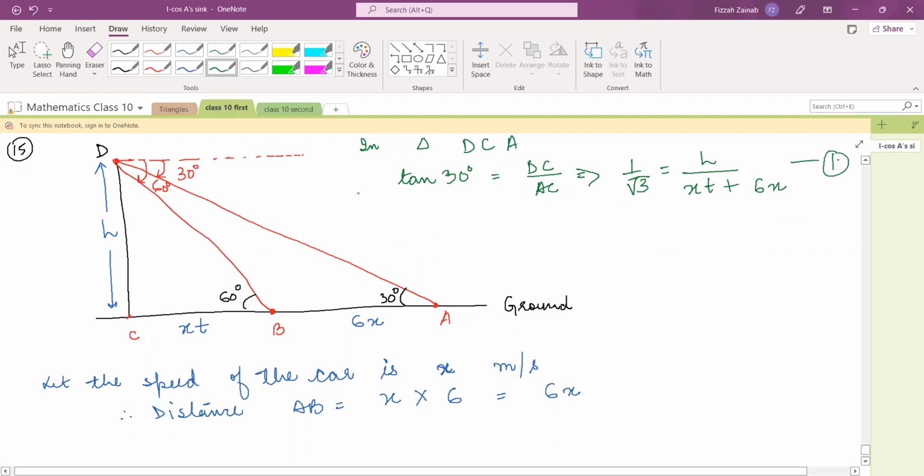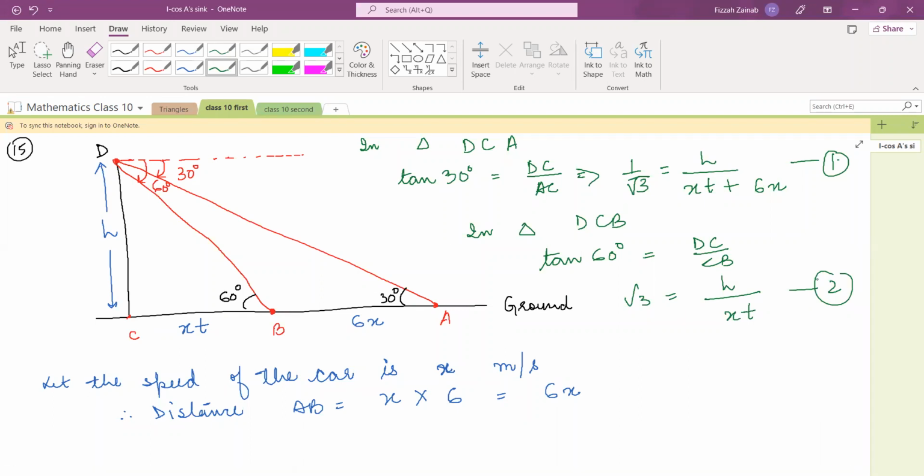Okay, now come to another triangle. In triangle, the short one, DCB, smaller one. So tan of 60 degrees will be equal to again perpendicular by base, that is DC by CB. So root 3 equals DC, again H, and CB, which is X into T. This is my second condition I have got. Okay, now let us think what we can do here. How we can solve it now.